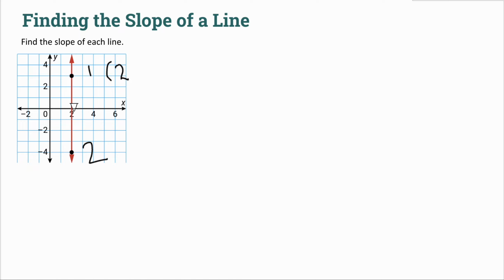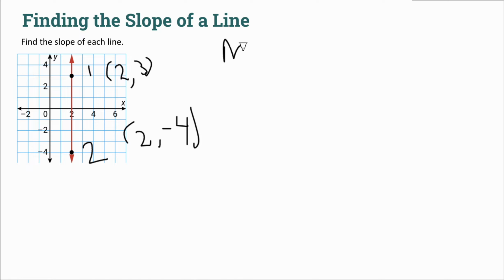And my y is 3. And for this point, my x is 2 again, and my y is negative 4. Somebody said uh-oh. What was that uh-oh about? I have 2 of the same number in x, which is going to be a 0. But didn't I have a 0 before and that just meant no slope? Isn't that what it's going to mean? No, it's not? Okay, let's see why not.